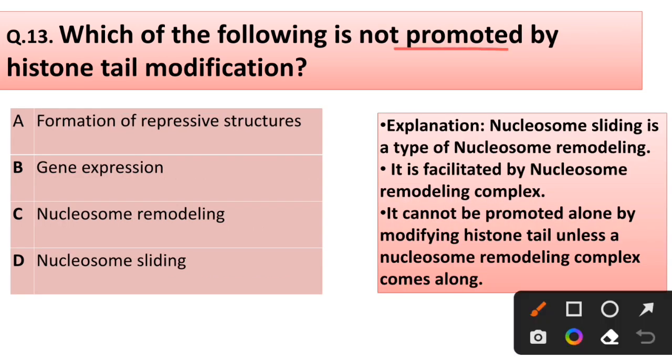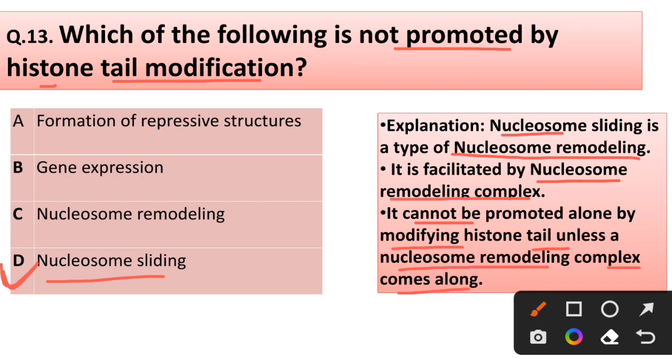Question 13. Which of the following is not promoted by histone tail modification? Formation of repressive structure, gene expression, nucleosome remodeling, nucleosome sliding. Correct answer is option D, nucleosome sliding. Nucleosome sliding is a type of nucleosome remodeling. It is facilitated by the nucleosome remodeling complex. It cannot be promoted alone by modifying the histone tail unless a nucleosome remodeling complex comes along.